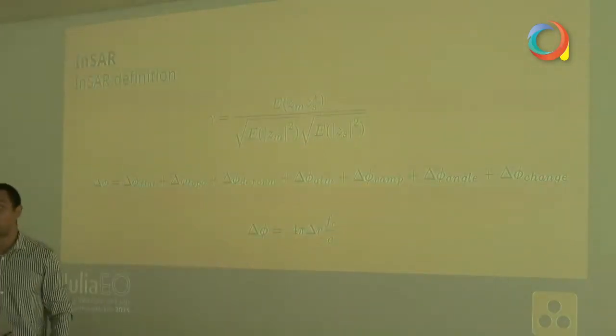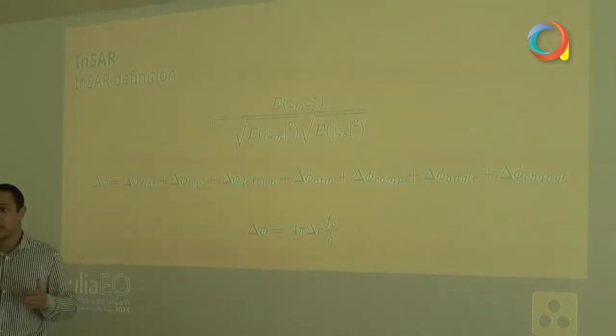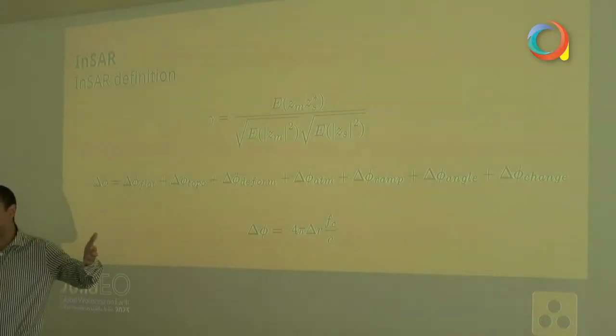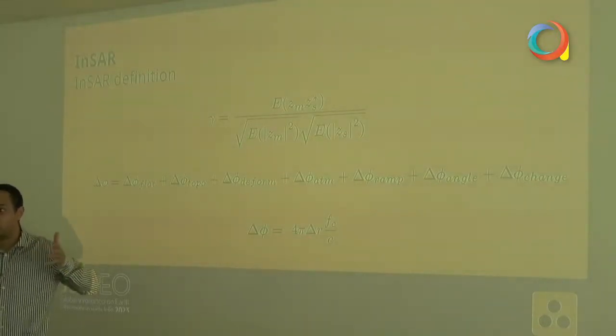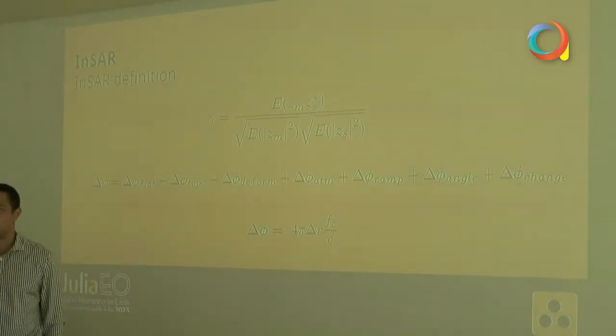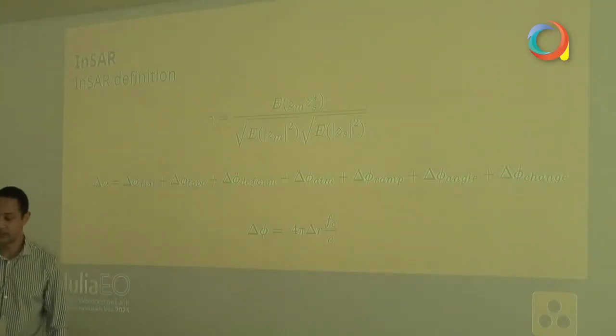And then the phase change is related to a change in distance, and it depends on the wavelength of the radar. So you can actually extract really small changes in range, even though the resolution of each cell may be like 30 by 30 meters. When it comes to whether the 30 by 30 meter pixel has moved, you can have a resolution of centimeters and see small changes.